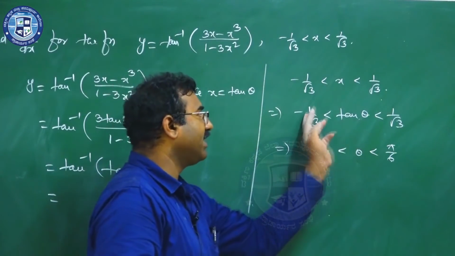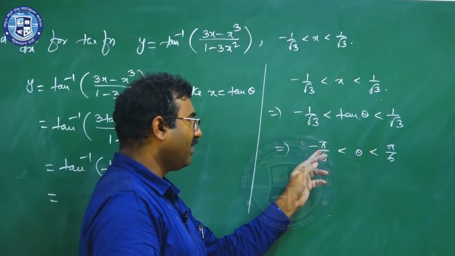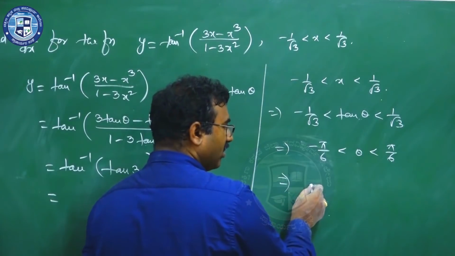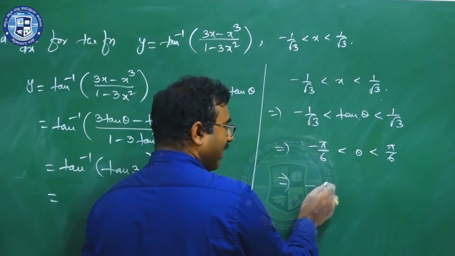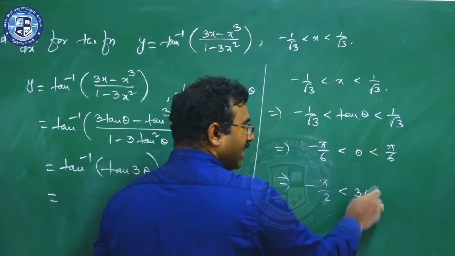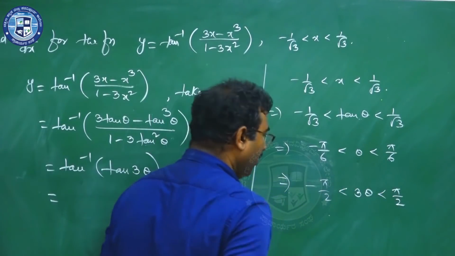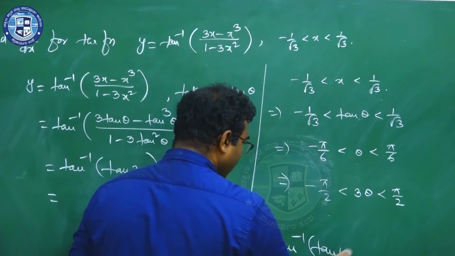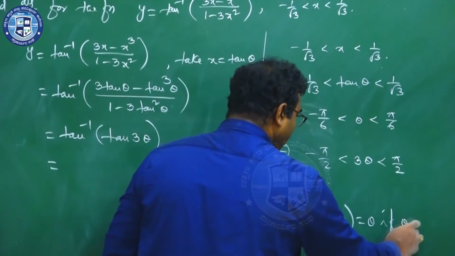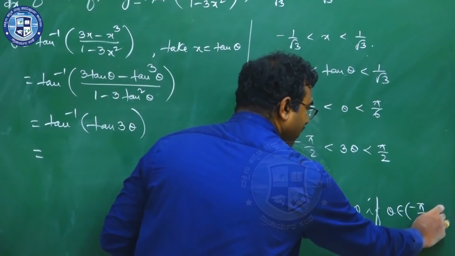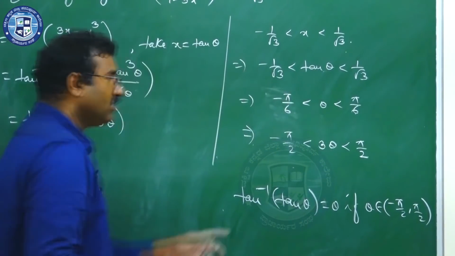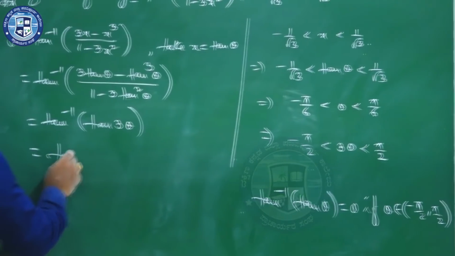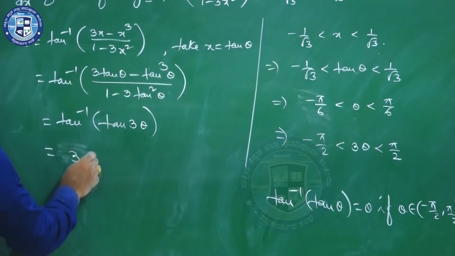When tan theta lies from minus 1 by root 3 to 1 by root 3, then theta lies from minus pi by 6 to pi by 6. Then you multiply with 3 throughout. When you multiply with 3 throughout, what happens? Minus pi by 2 is less than 3 theta is less than pi by 2. So we have the formula tan inverse of tan theta is theta if theta belongs to the open interval minus pi by 2 to plus pi by 2. So 3 theta is present from minus 90 to plus 90. That's why we can write tan inverse of tan 3 theta is 3 theta.